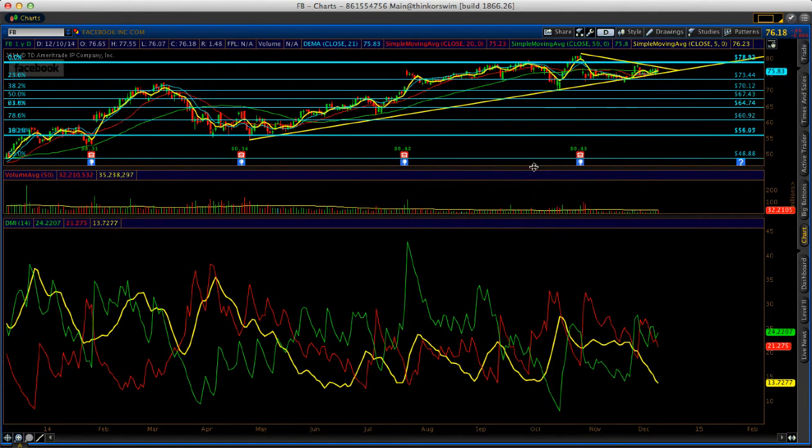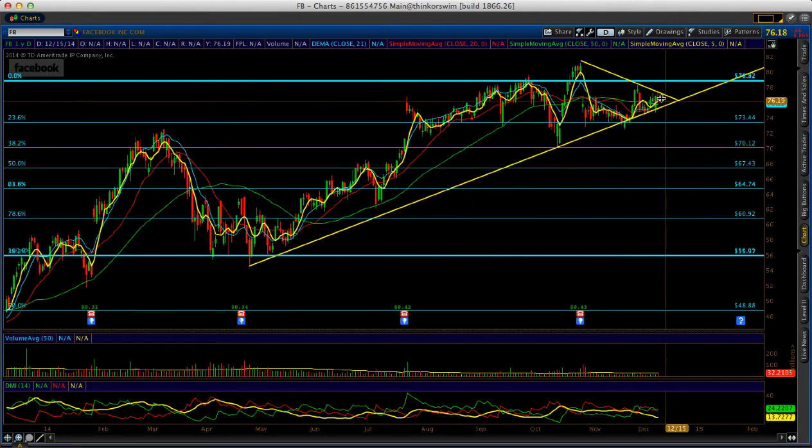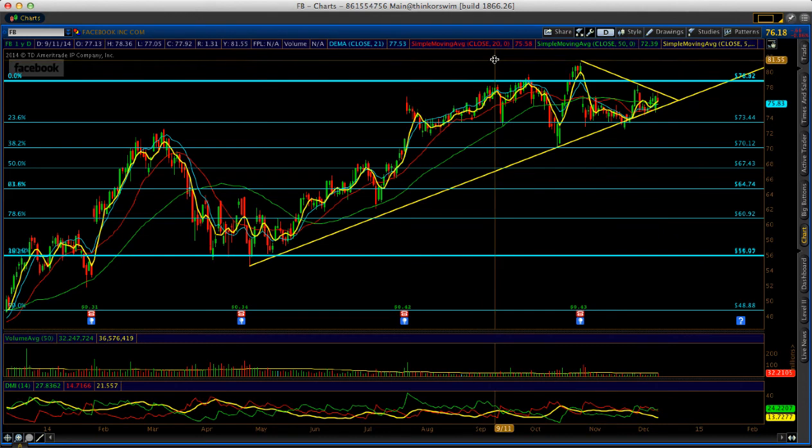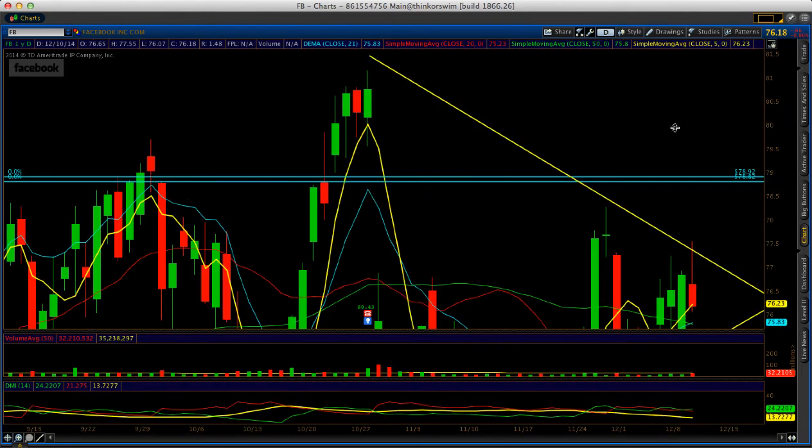So don't be biased. I'm long Facebook, but I'm watching this trend line. Does this thing break down right here, especially near this apex? Let me zoom this out for you. It's near this apex. It can break down easily and go to 70, or it can break out and test the 80s. So don't be biased and always follow price. Don't follow what people are telling you or what you think.